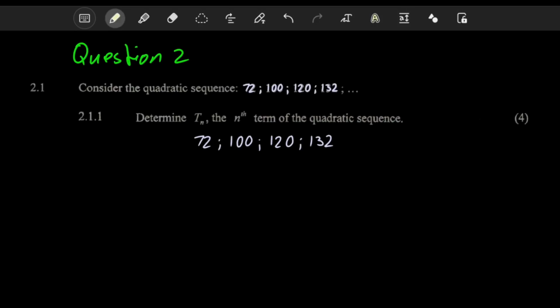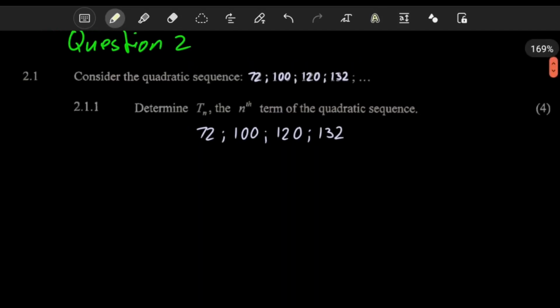Anyway, in terms of getting your nth term, all you do is get the first difference first. To get the sequence of first differences, you take this value minus the previous one, and then you just keep doing that. Let's see, 132 minus 120, that's a 12. This minus that, it's a 20.